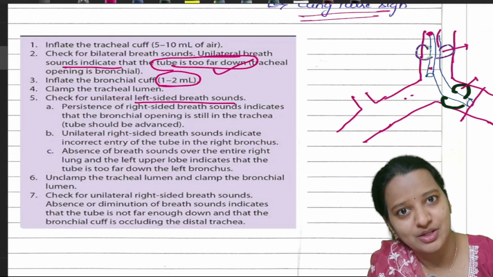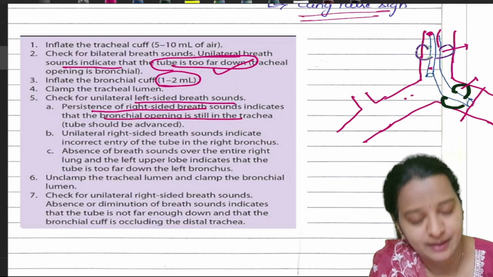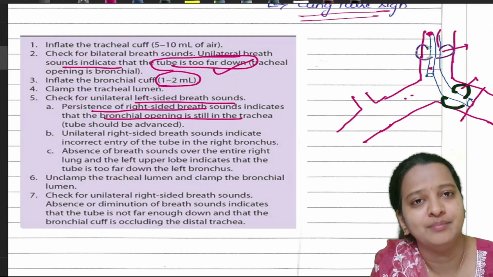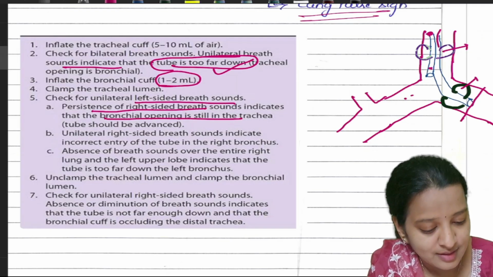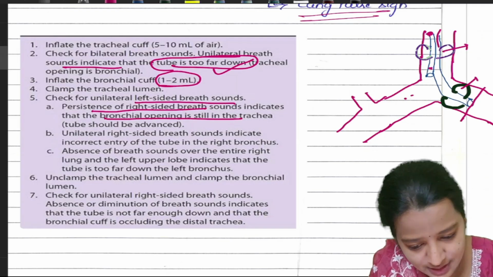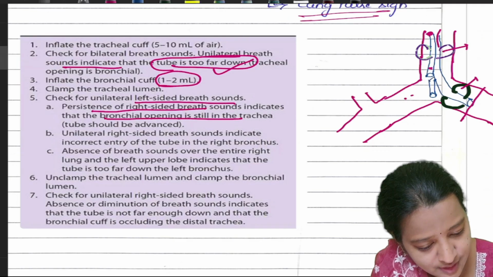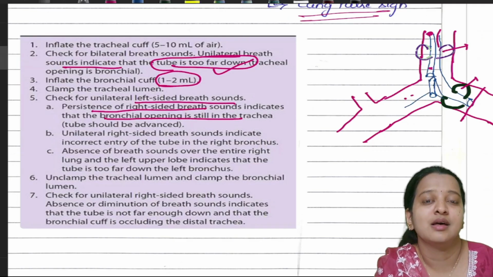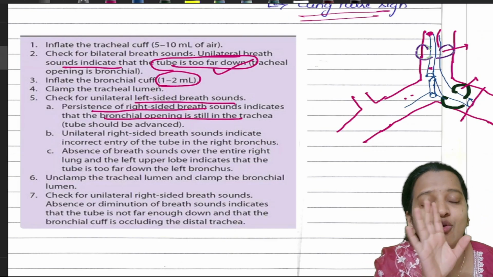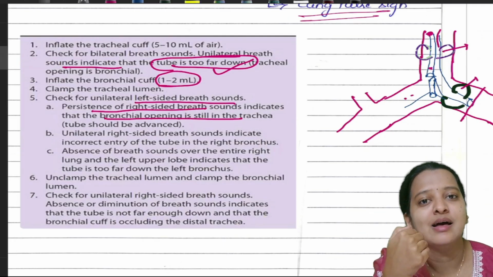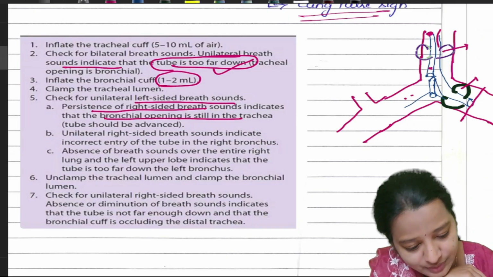So what are the other situations? See, if there are still right-sided breath sounds, it means the bronchial opening, this opening, is still in the trachea. That means the tube is a little bit outside. This bronchial opening is here, so it is ventilating both sides. So actually I have to hear only left-sided breath sounds. Now the breath sounds are also heard on the right side. That means the tube is a little bit outside. So I have to insert it further in. So this is the first scenario. Next.